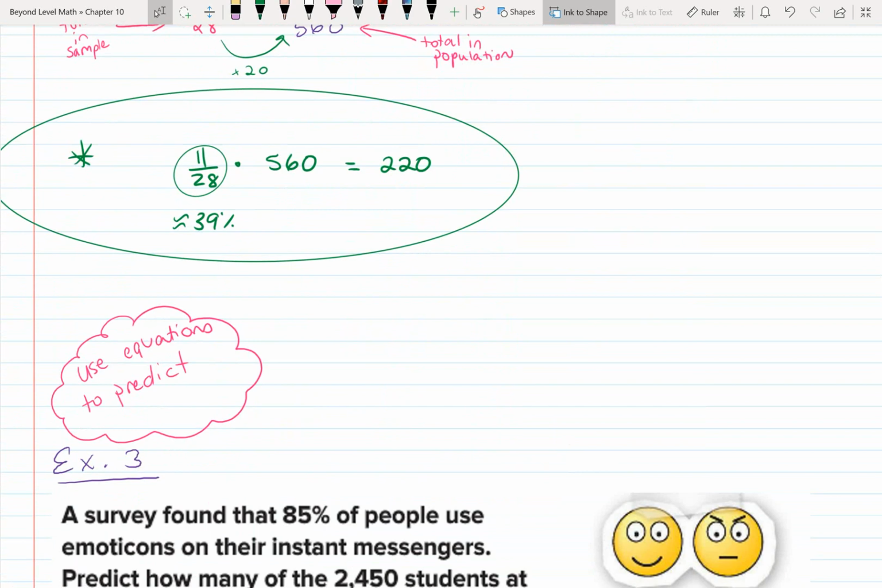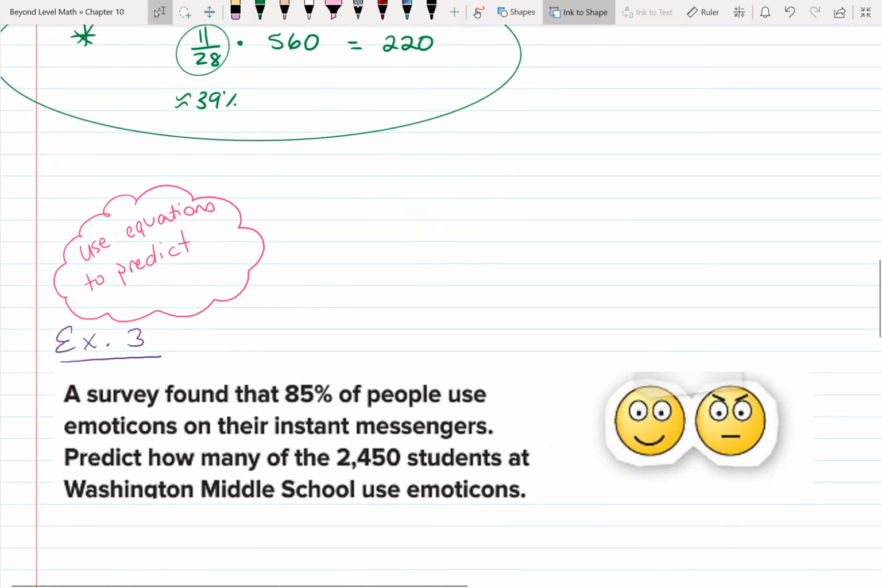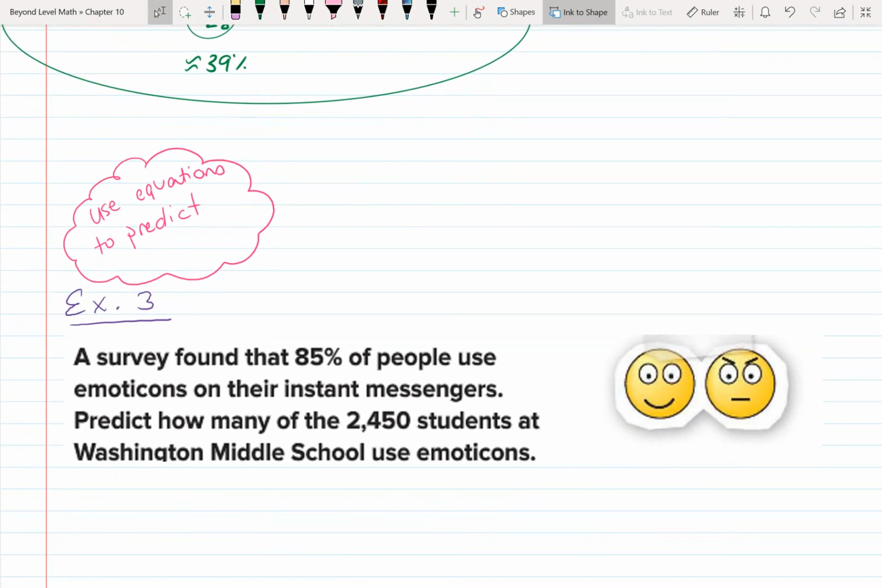Alrighty, using equations to predict is what we just did. We're writing, really, an expression. We do not need to make it an equation. But a survey found that 85% of people use emoticons on their instant messengers. Predict how many of the 2,450 students at Washington Middle School use emoticons. So the survey, that sample, 85% used emojis.